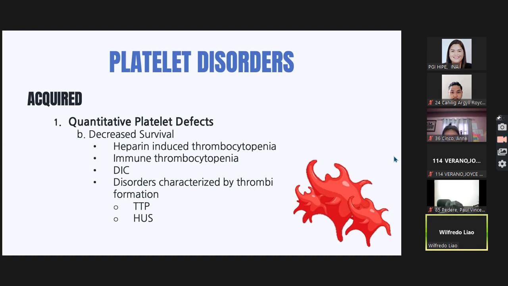So the treatment for this is discontinuation and shifting to an alternate anticoagulant, preferably a thrombin inhibitor. We also have your TTP.